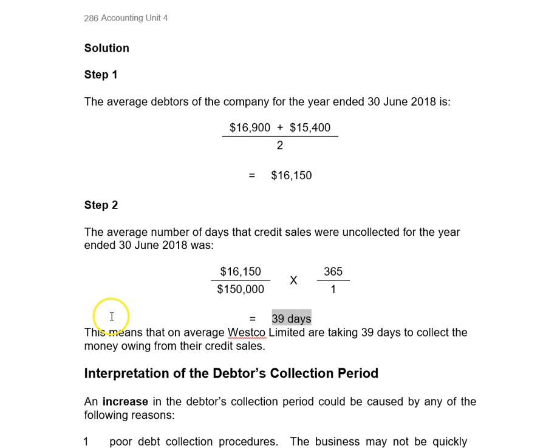This means, on average, Wesco Limited is taking 39 days to collect money owing from credit sales. So they would need 39 days to collect back money. Now, do you want this ratio to be higher or lower? The answer is you do want it to be lower, because a higher ratio means that you are taking longer to collect the money owing, and that's not very efficient, is it?